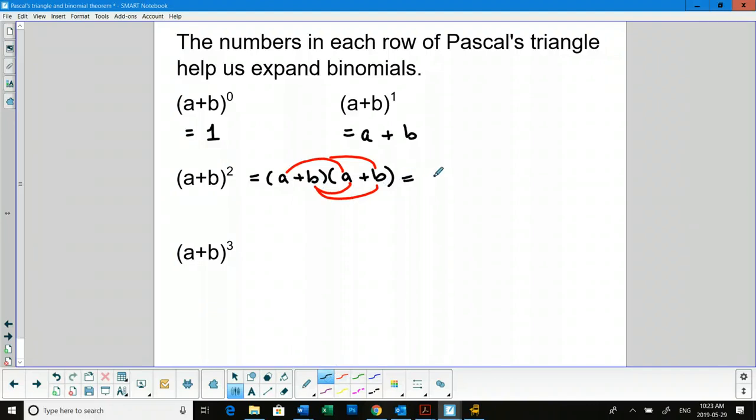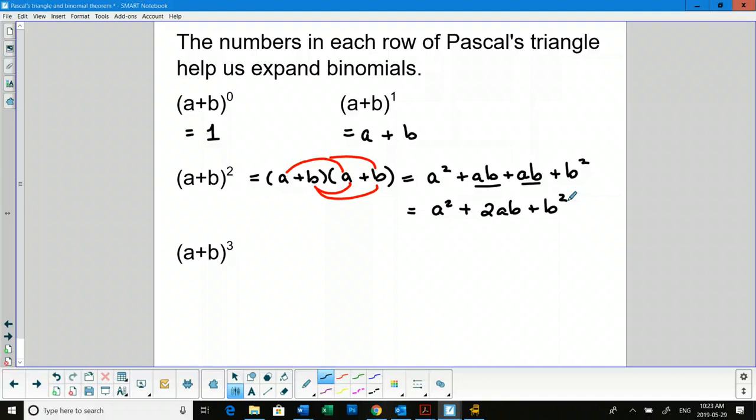So here, when we expand out, we get a squared, and then a times b is just ab. b times a, we'll keep that in alphabetical order. We'll write it as ab. And then b times b is b squared. So when I simplify here, I get a squared plus, I have 2 ab's plus b squared.